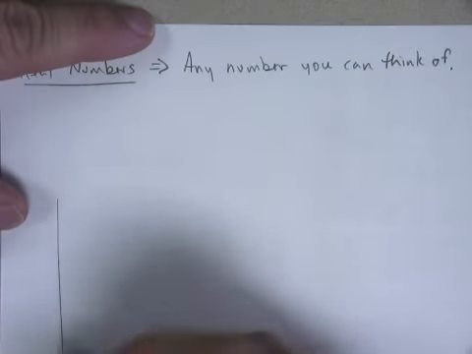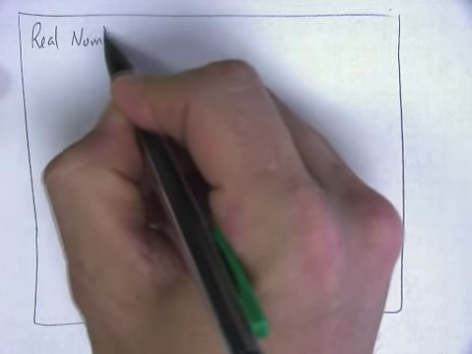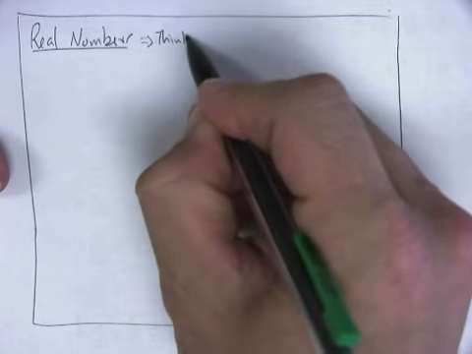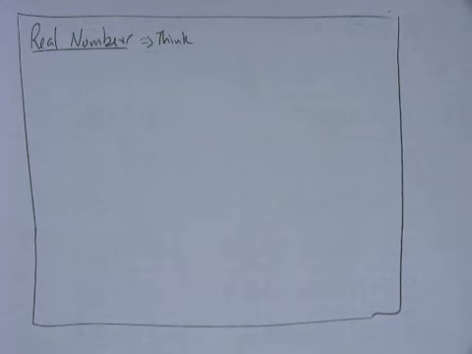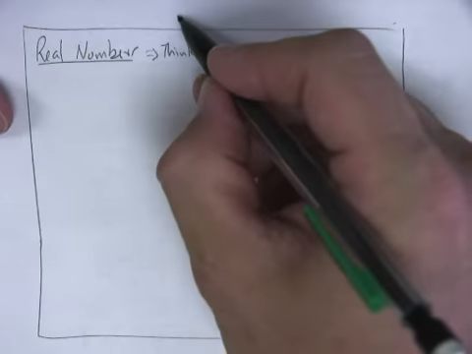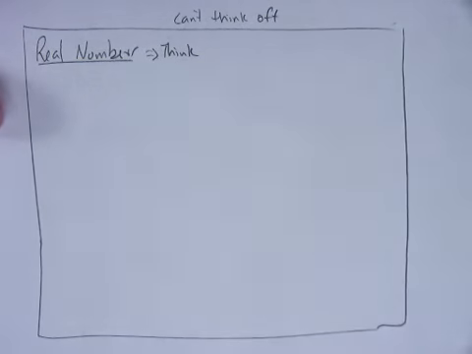And so we're going to draw a big box that's going to represent the universe of real numbers. Let's see if I can get this all on the page here. This box is going to represent real numbers. And anything that's a real number is going to belong inside this box. So any number that you can think of belongs in that box. If you can't think of it, it's going to be outside this box. And I'll give you some examples of those in just a bit.